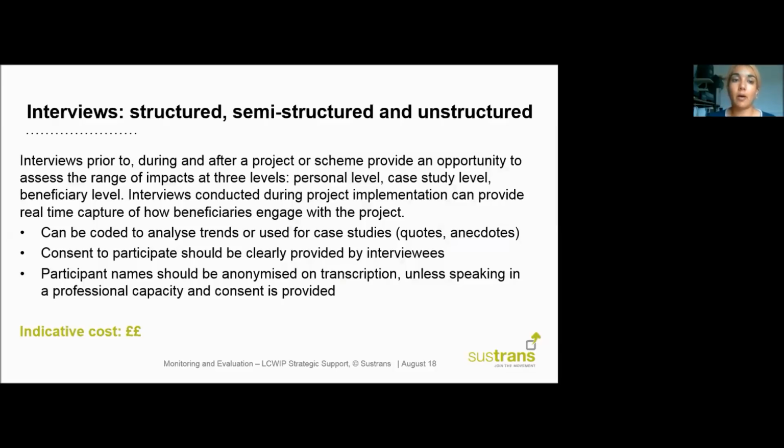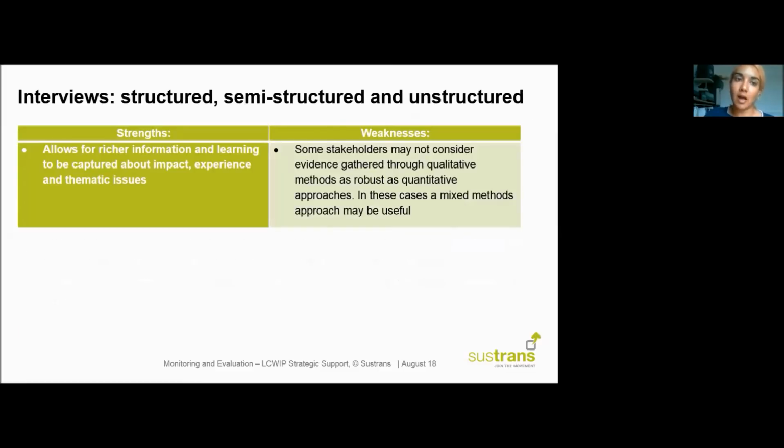It's necessary to obtain consent, both to capture the data from individuals and around whether or not they want to be included anonymously. In terms of cost, interviews can be less costly than focus groups to implement, depending on the number that are carried out, but still more costly than some of the quantitative tools. As with the focus groups, they allow for very rich information to be captured about experience and the impact, although on their own, not necessarily a robust tool, but can be a very good complement to quantitative data collection.